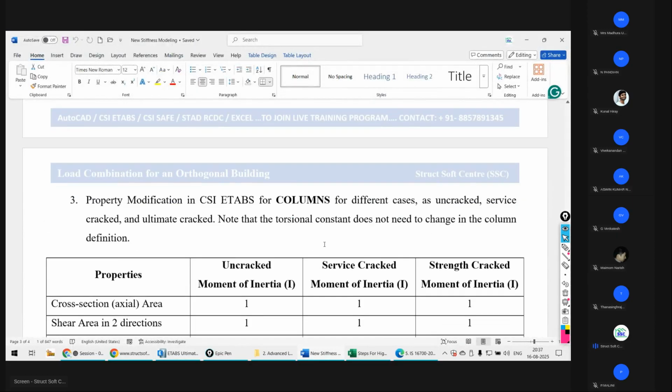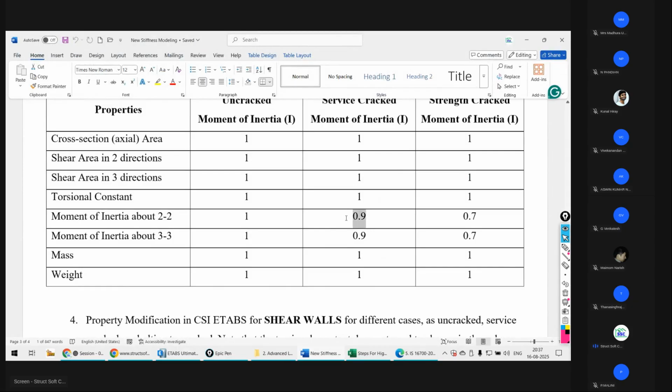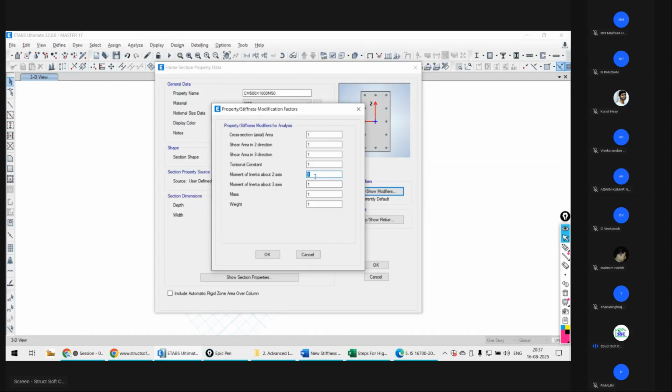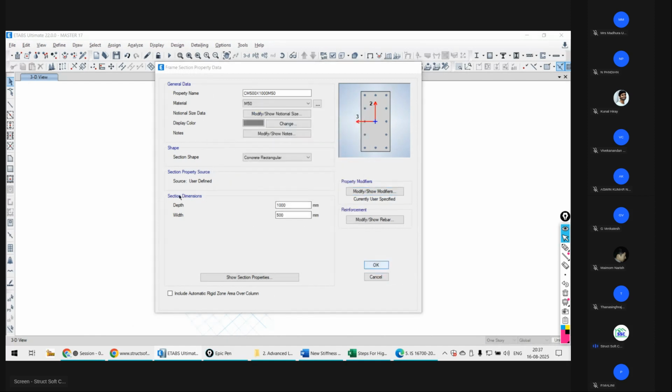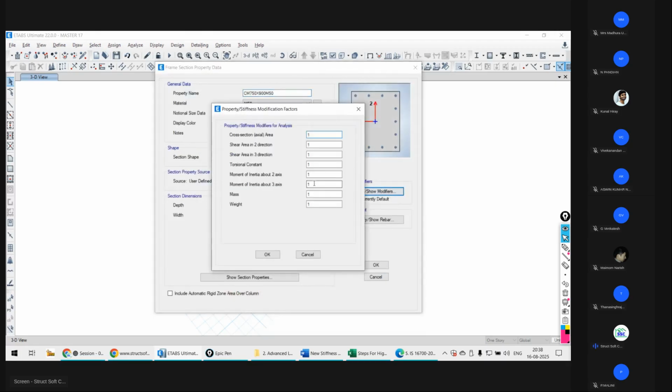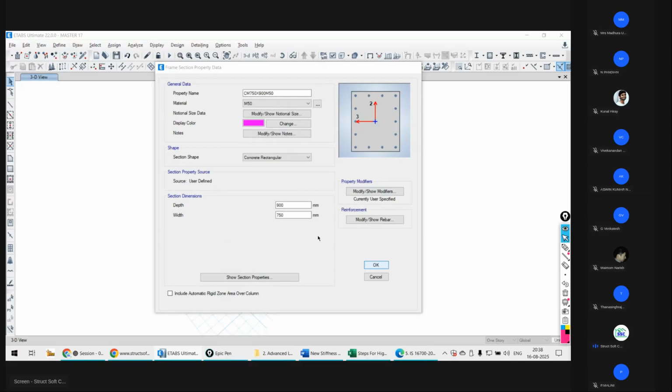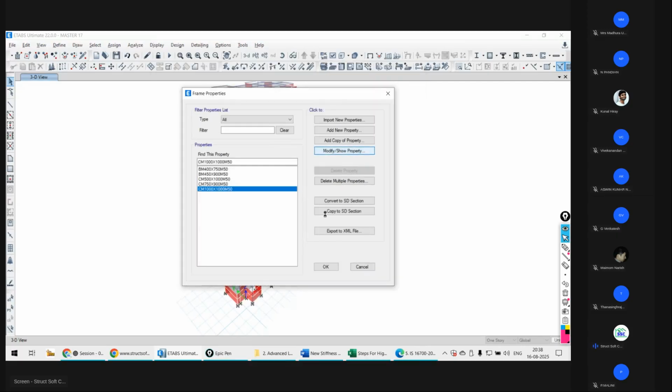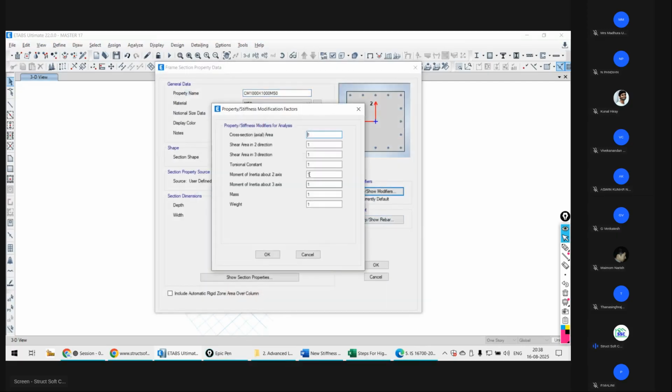For the case of your column, 0.9, 0.9 for the service case. Okay, go to this, modify this, modify this, 0.9, 0.9. That's done. Okay, modify this, modify this. It should be 0.9.